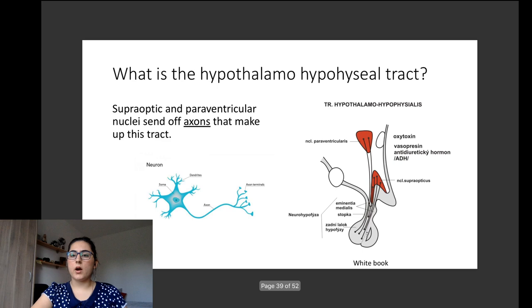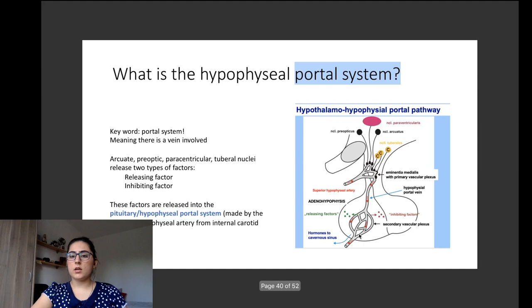It doesn't require that here. It just goes down because it's continuous nervous tissue. Here, it can't do that. It's going to need vessels, like a transporter. So these nuclei are important. You have to know which nuclei make the portal system. You just know them: preoptic, paraventricular, arcuate, tuberal. It's really important to know that these nuclei make the head piece of the portal system. Notice the axons of these nuclei, and where they end. They don't end here.